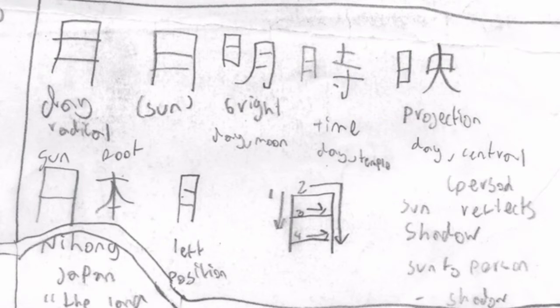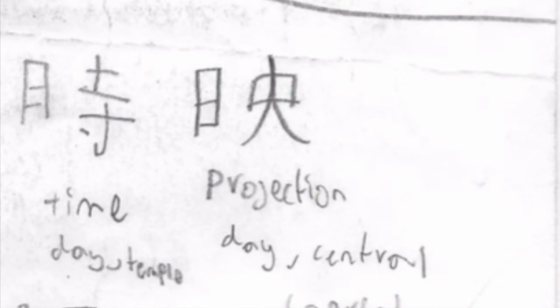My 7th kanji is the day or sun radical. It is shaped like a mouth radical with another rectangle of the same size on top. It has a left position, such as in the kanji for projection. On the right position is a radical for person. When the sun hits a person, there is a shadow behind him, which is a projection of themselves. This is the stroke order.